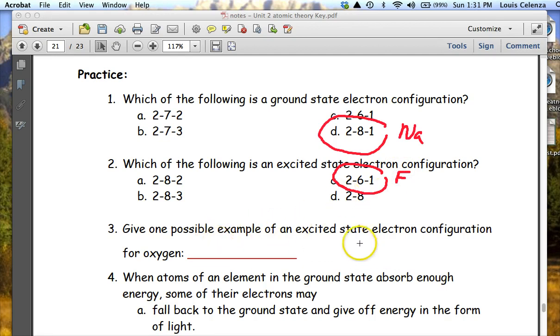Give one possible example of an excited state configuration for oxygen. Well, oxygen is normally 2,6. So you could make it 2,5,1 would be an example. But you have a whole bunch of examples that you could put, right? You could put also 1,7, because the second energy level can hold 8, so it still can hold another one. So that's another example. So there's more than one.